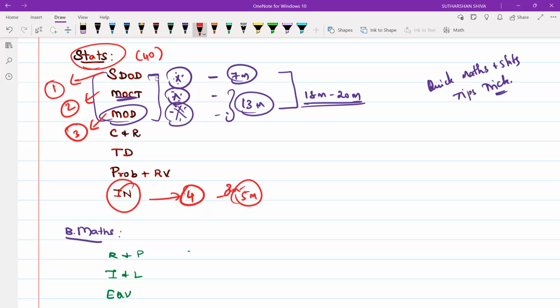Next, focus on correlation and regression. Correlation is one topic, regression is another topic. First, do correlation. You have 4 methods of correlation: Karl Pearson, Spearman rank correlation, concurrent deviation, and the scatter diagram method. It is quickly easy. In rank correlation, in each and every attempt they are asking one question. Karl Pearson's is also tested.